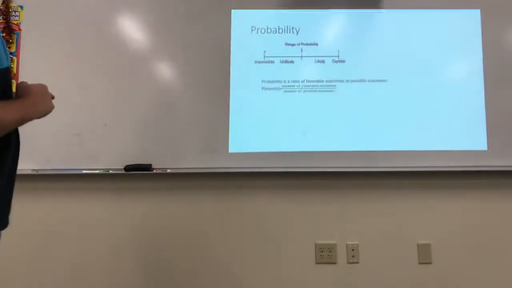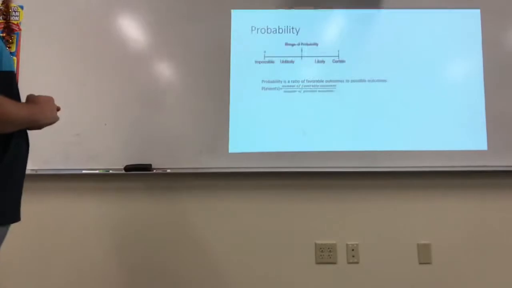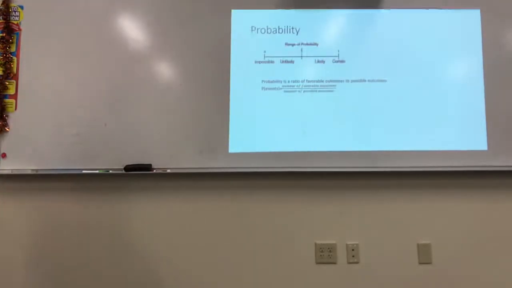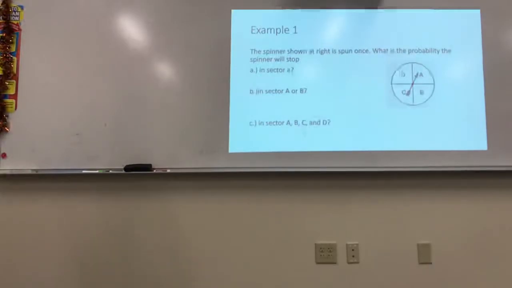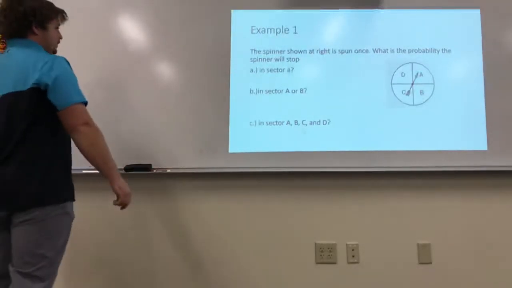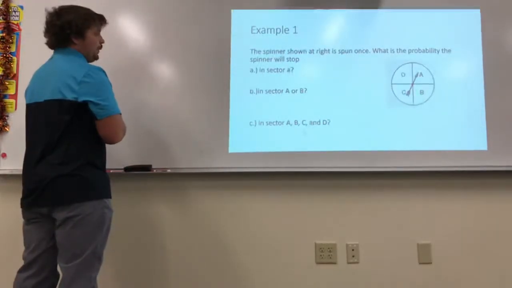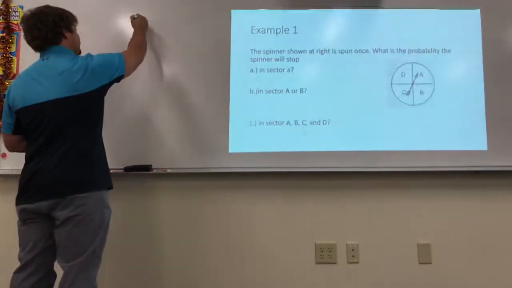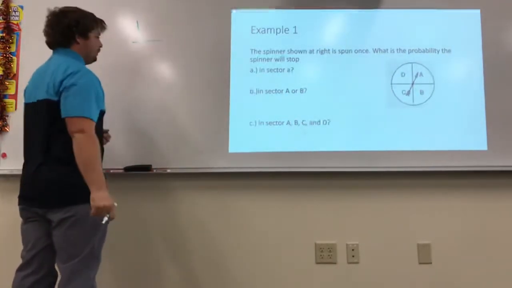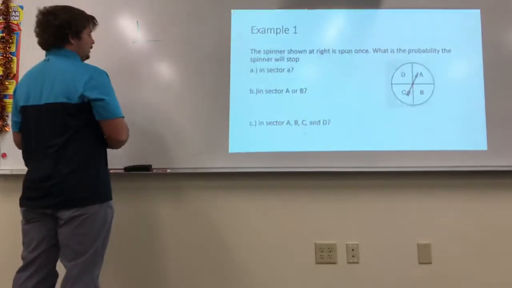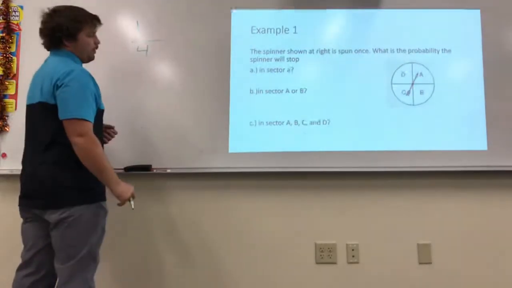Probability is a ratio of favorable outcomes to the possible outcomes. P of the event, the number of favorable outcomes over the number of possible outcomes, is an example of what it should look like. So, right here, we have a spinner shown at the right that is spun once. What is the probability the spinner will stop in section A? Well, there's only one section we can land in. That's my favorable. Out of my total possibilities, there are 4. So it'd be 1 to 4.